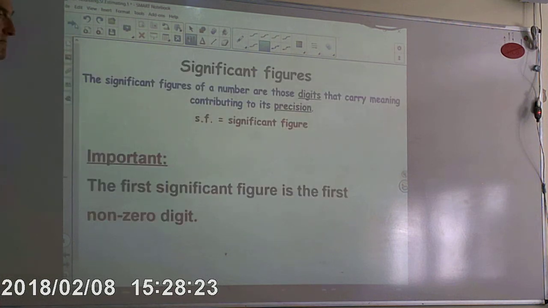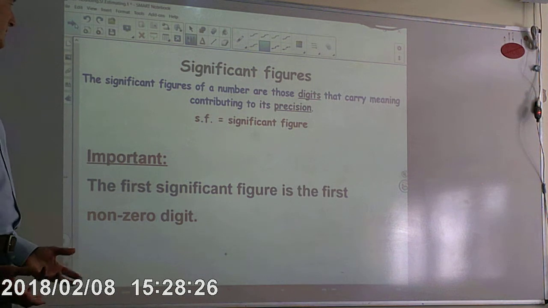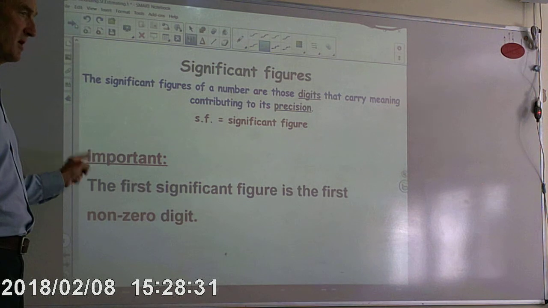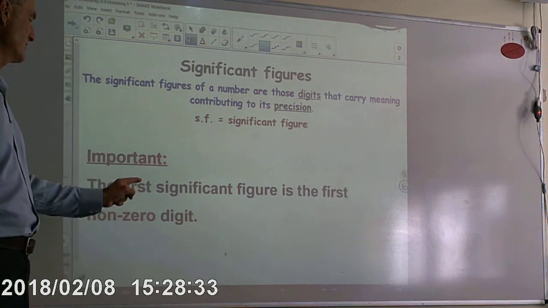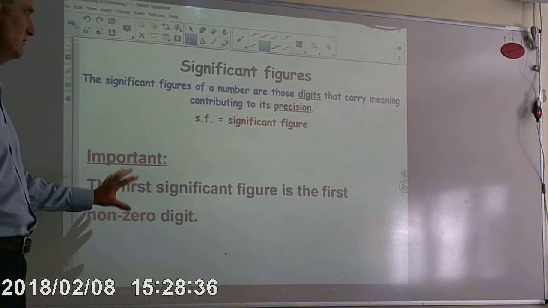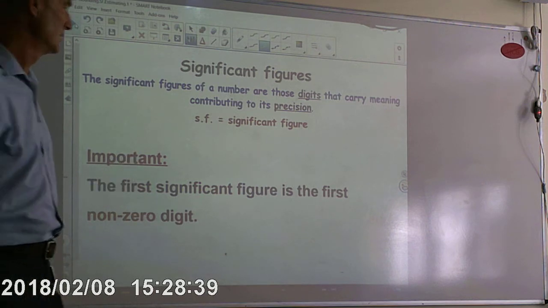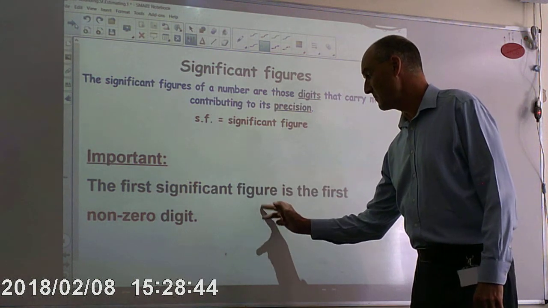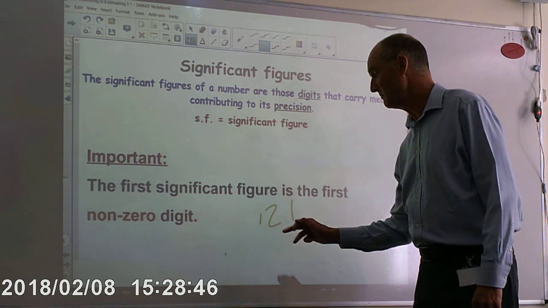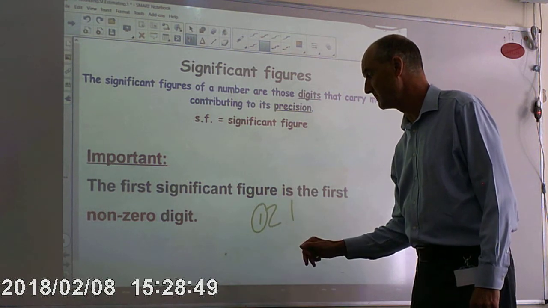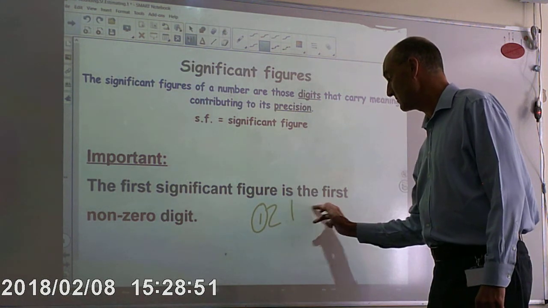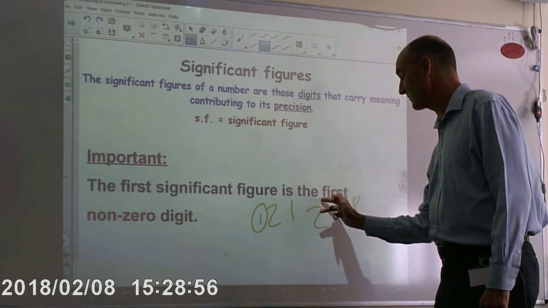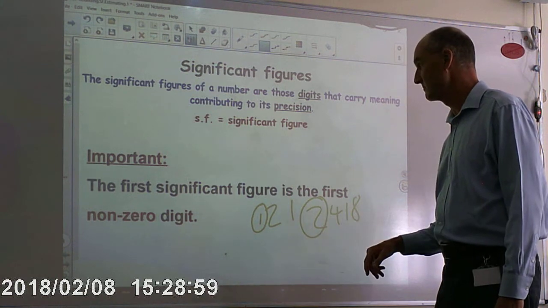Significant figures. So this is a different type of rounding. This is really important. I've made a note of this. The first significant figure is the first non-zero digit. That is a really, really important principle. First significant figure. You had the number 121. The first significant figure is that 1. You had the number 2,418. The first significant figure is that 2.